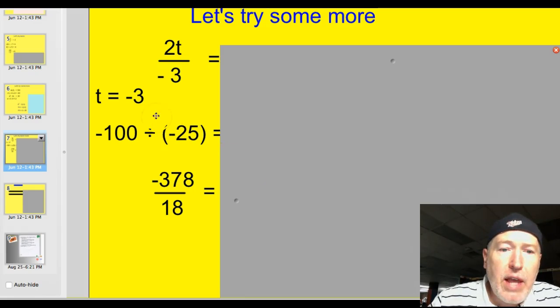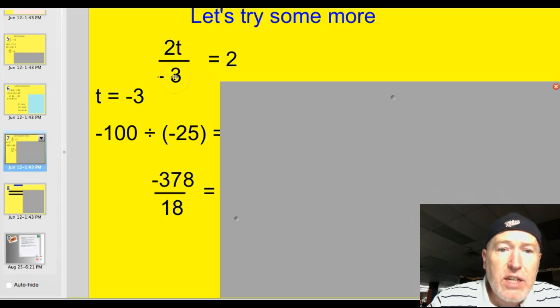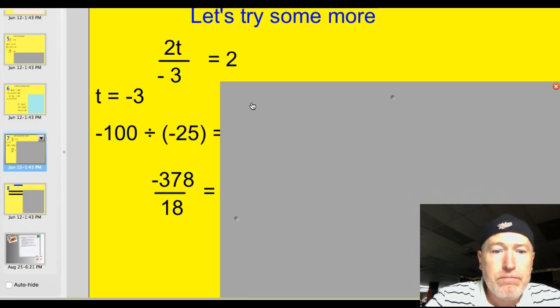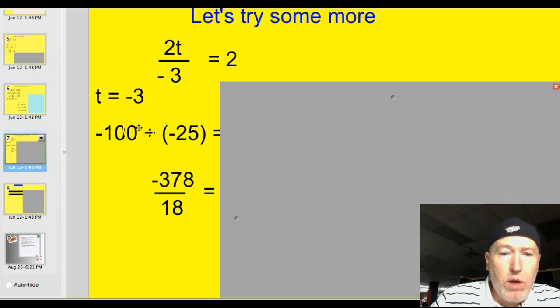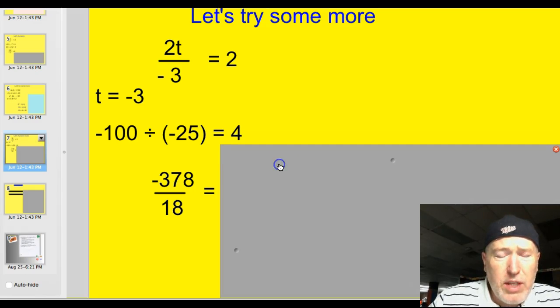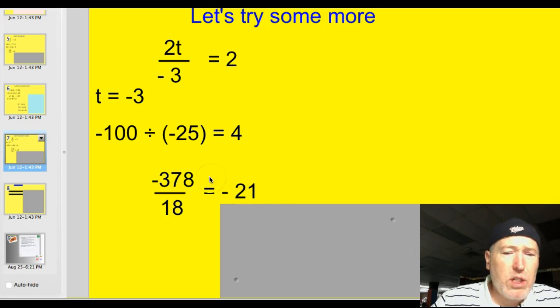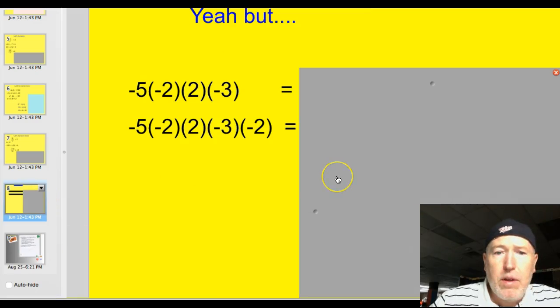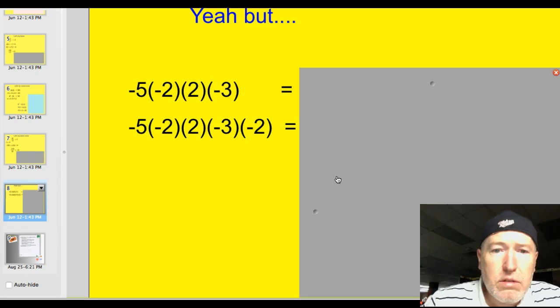Okay, if you substitute in that negative 3, you have negative 6 divided by negative 3, which is 2. Try these other two. You can use a calculator if you need to. Okay, well, 100 divided by 25, that's 4. And I've got 2 negatives, so yeah, that's a positive 4. And this last one, well, it's going to be a negative answer, right? A negative 21, because we have a negative divided by a positive. All right, a couple more. Try these two. Yikes.